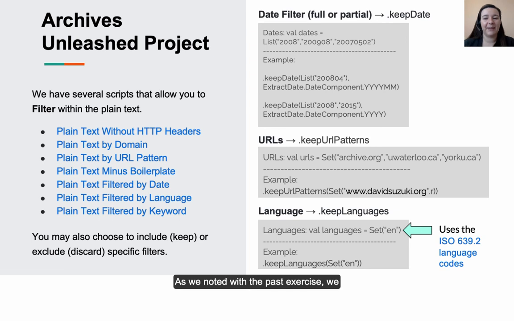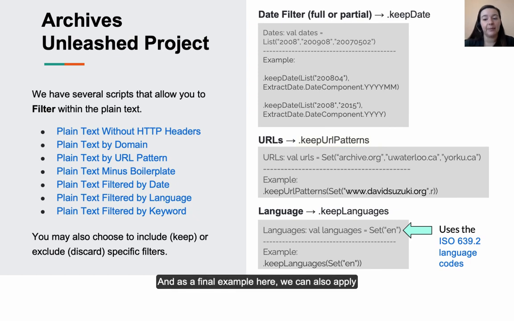As we've noted with the past exercise, we can generate plain text renderings for all of the web pages in a collection with a URL matching a regular expression pattern. So using the keep URL patterns, you can filter, for instance, by one URL. So in this case, www.davidsuzuki.org, or you can filter by multiple URLs.